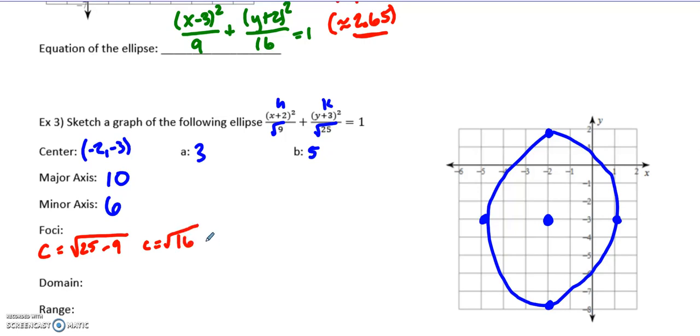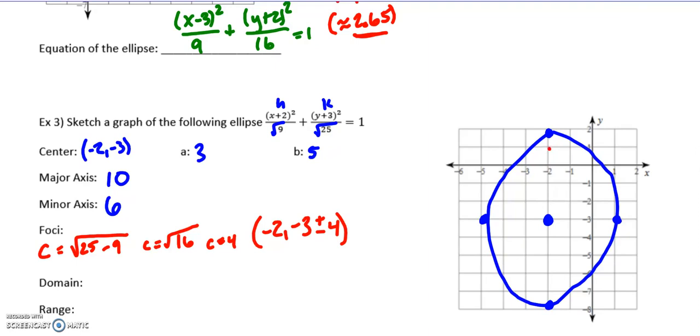So my foci are going to be a distance of 4 away from my center, which is going to work nice. Now remember how I said before, I like to write this out as -2, negative. I go to the center, and then it's a deviation from there. In other words, I'm going plus or minus 4 in the y direction. So I added on to the y piece.